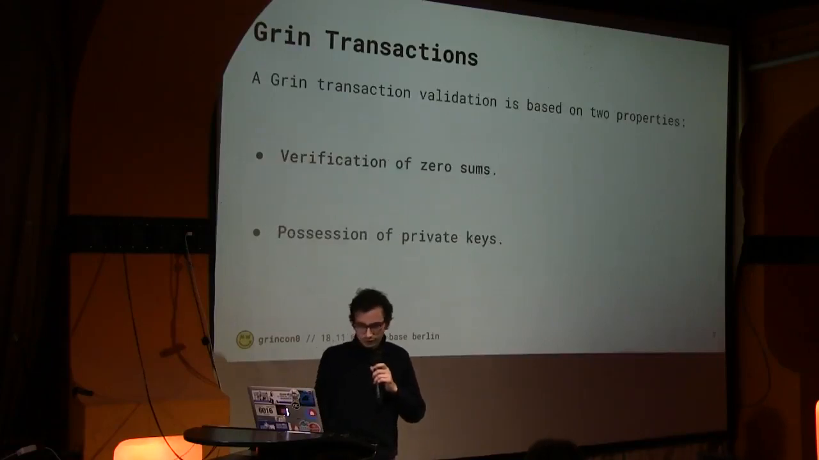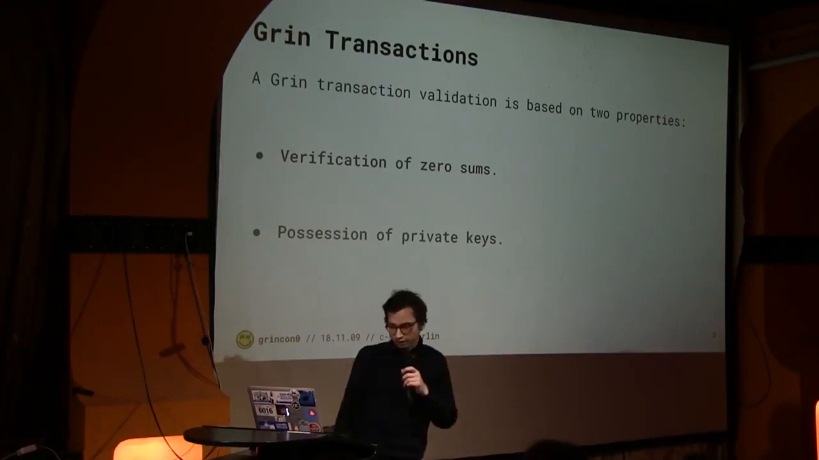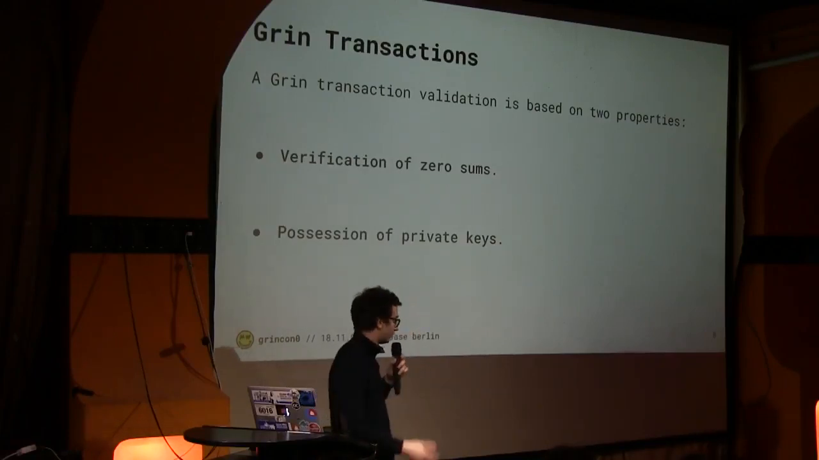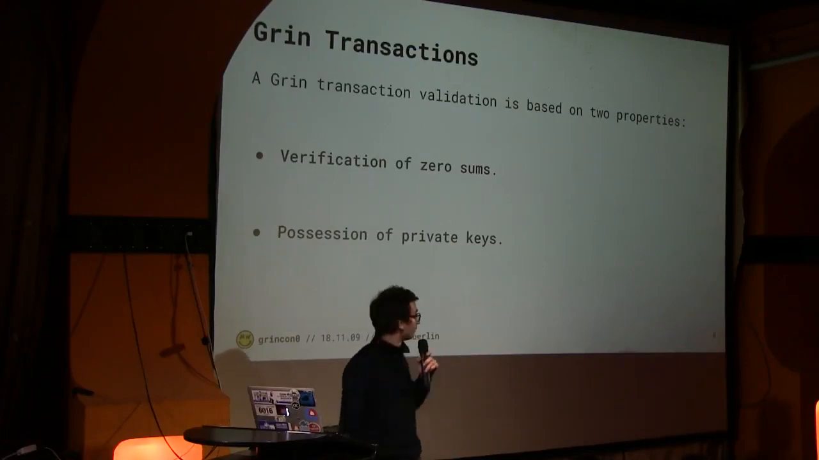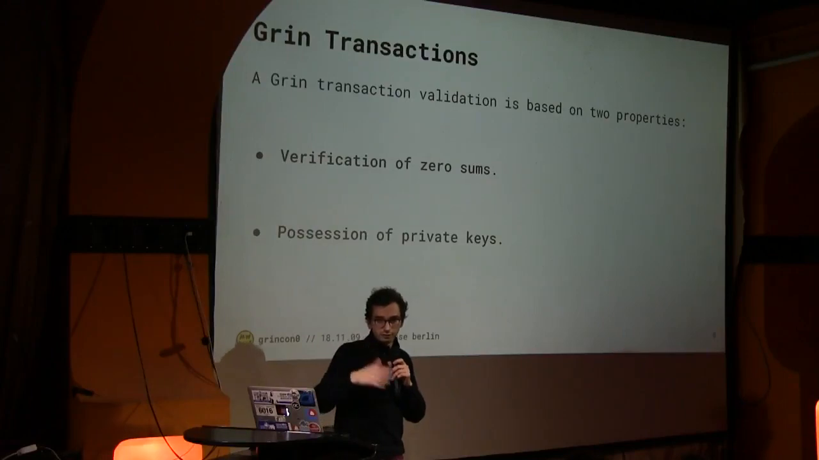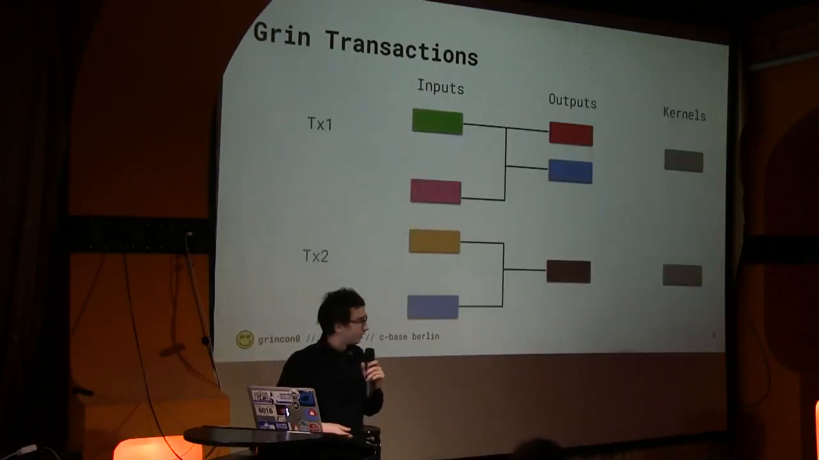So how do you verify a Grin transaction, or Mimblewimble transaction? You do two things. You check that the person spending an output owns the private key, and then you do something called the verification of zero sums. Basically, you take the outputs minus the inputs, which must be equal to the kernel. And this is why we can do things like that.